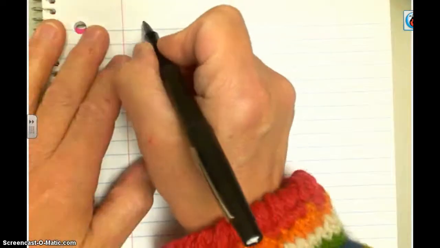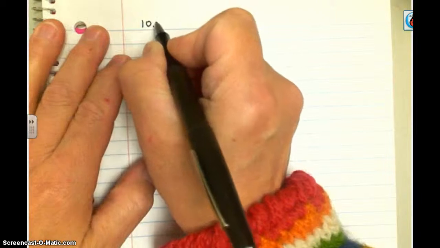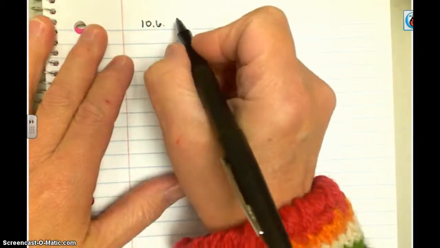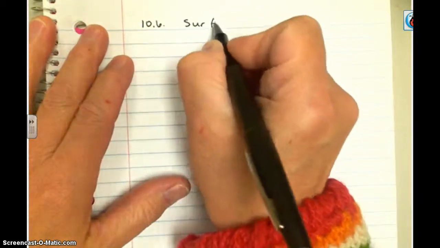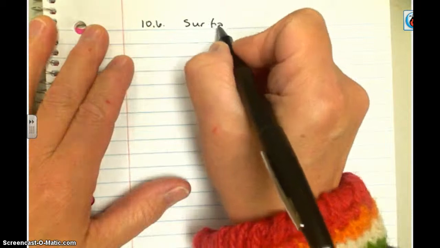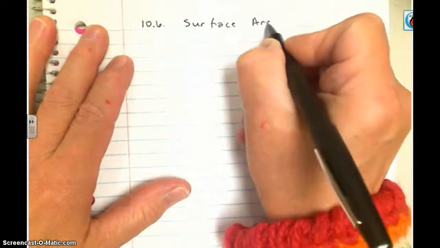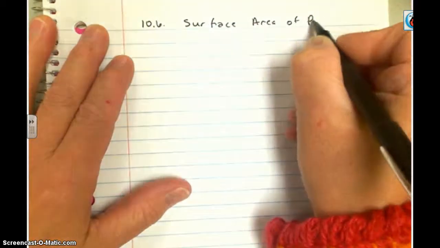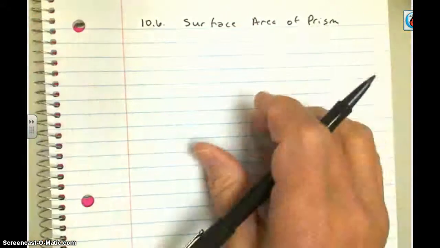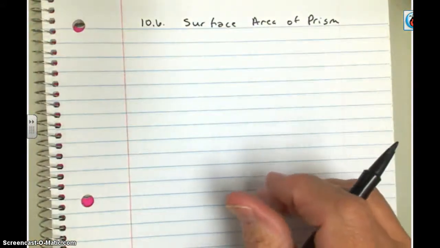Alright, welcome back. We're going to start today with lesson 10.6. This is the surface area of a prism. Surface area of a prism. And this is lesson 10.6.